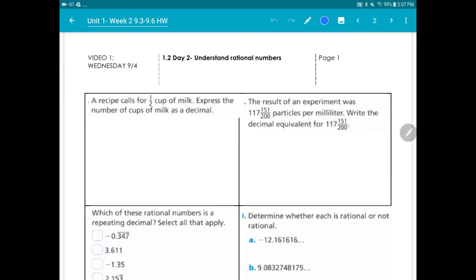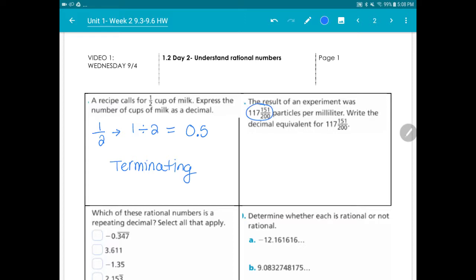So a recipe calls for 1/2 cup of milk. Express the number of cups of milk as a decimal. So we have 1/2, which is the same thing as 1 divided by 2, which is equal, let me type that into the calculator, as 0.5. Okay, and we know from class today that this is a terminating decimal.